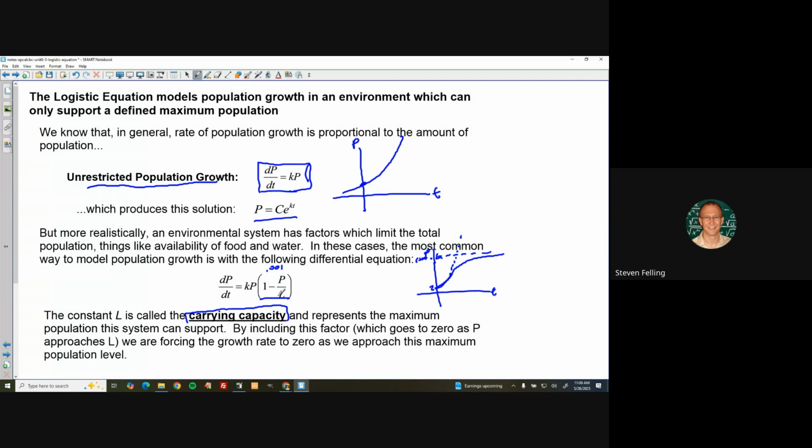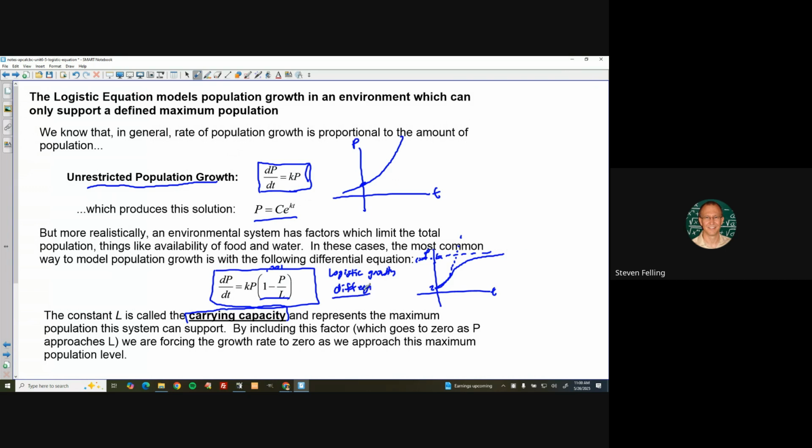So by including this, we're allowing the rate of change of the population to slowly decrease and keep it below this maximum carrying capacity. All right, so that means this is the differential equation that we use for what we call the logistic growth model. This is the logistic growth differential equation.